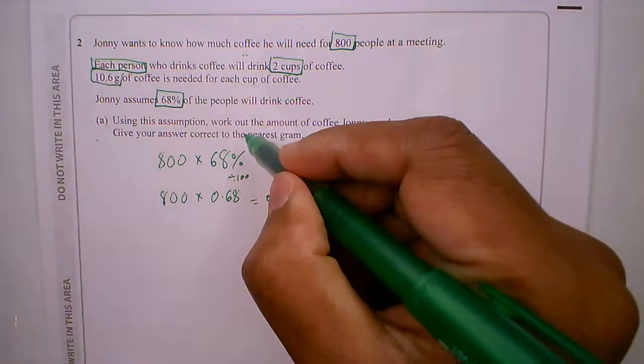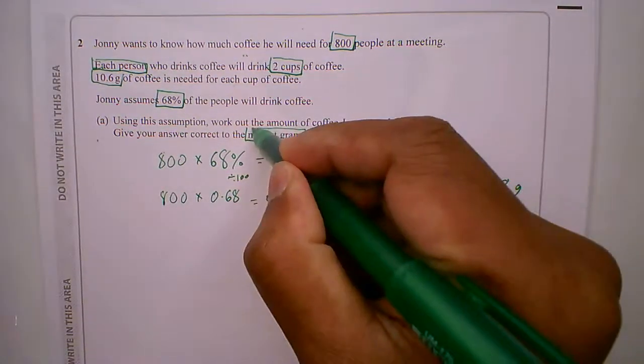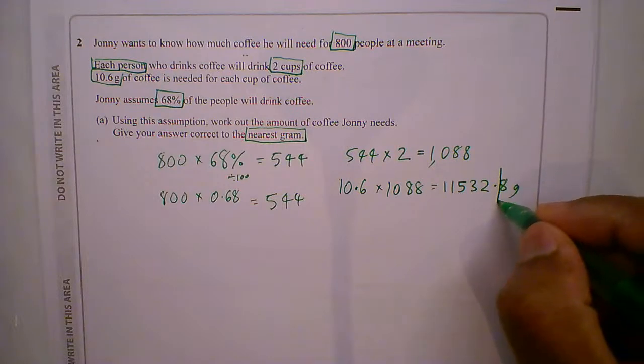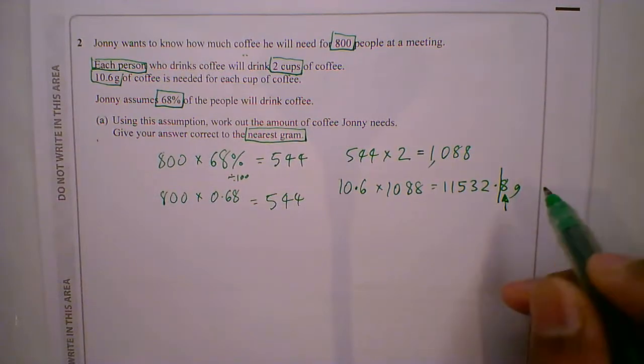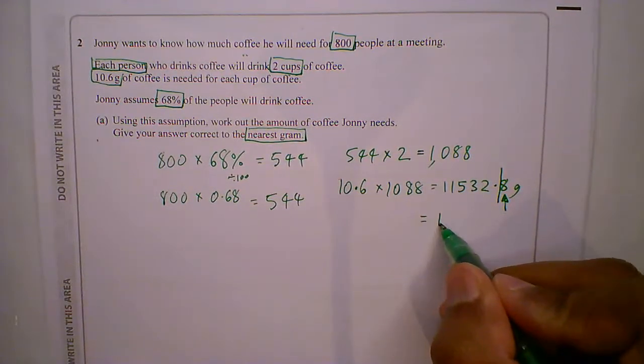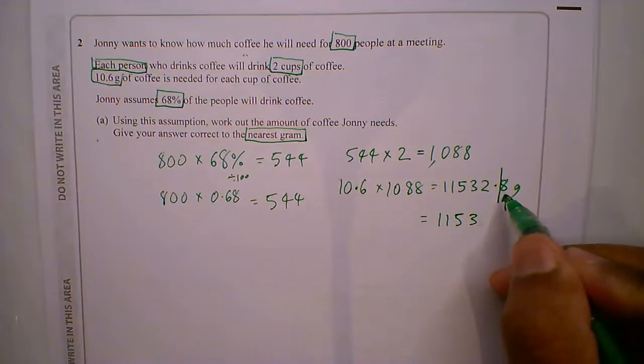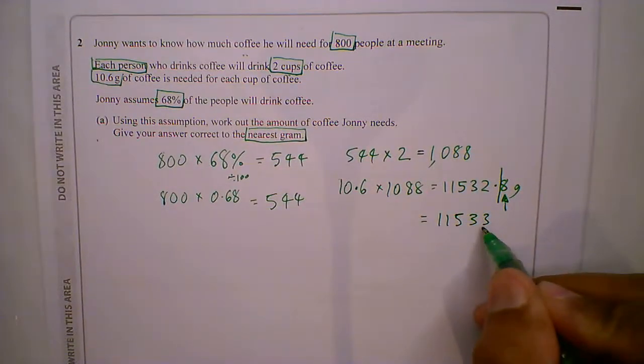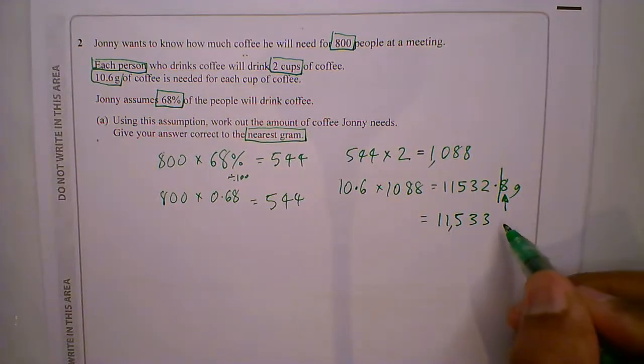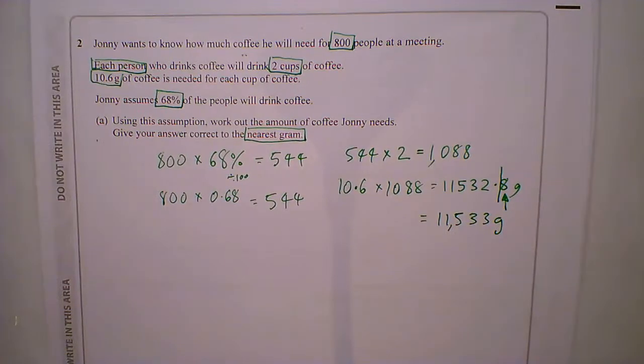Give your answer correct to the nearest gram. So I've got my number. I'm going to be rounding up. So that is 11533, rounds up to 3. So I can put my comma in there. So that's how many grams I need. Okay, part B now.